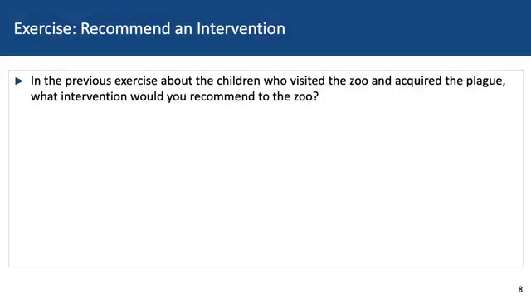As an exercise, think about the zoo outbreak that we investigated in the last section. Given what you found in terms of when people were likely exposed to the plague, what would you recommend for an intervention at the zoo to prevent future outbreaks?